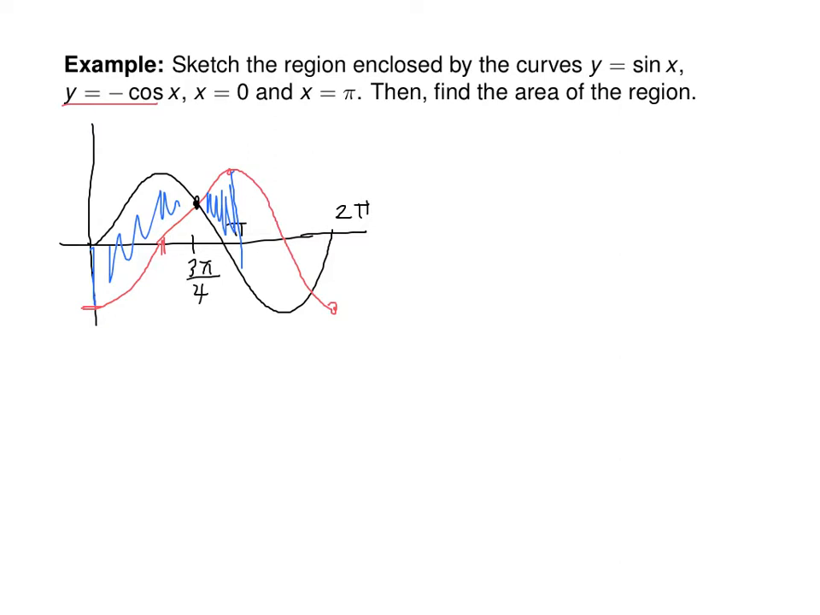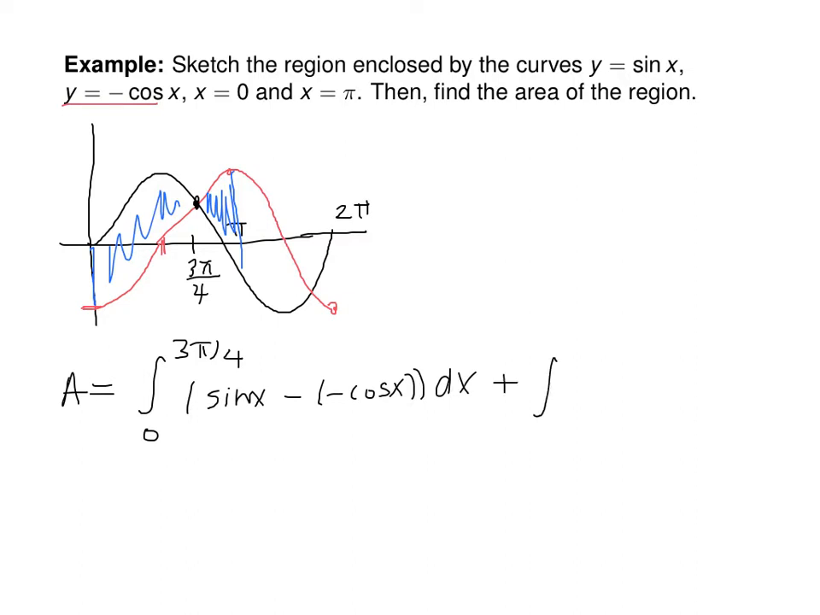Okay, so my total area will be given as an integral from 0 to 3 pi over 4. Now on that interval, sine is greater than negative cosine, so we will have sine of x minus negative cosine of x dx, and then plus an integral from 3 pi over 4 to pi, and from there we'll have negative cosine of x minus sine x dx.